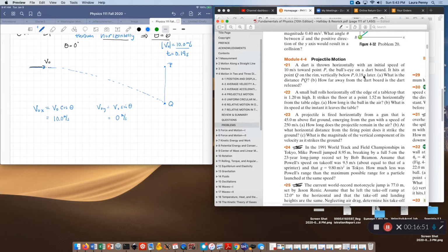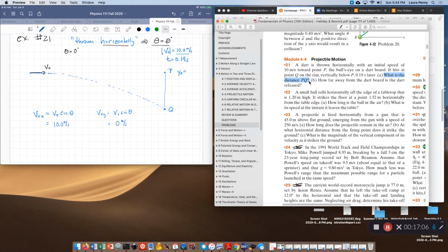So then it wants to know in part A, what is the distance from P to Q? Now P is my initial height, and Q is the final height, right there. And so y minus y naught is here, up down to there. This is my y minus y naught. The magnitude of it is the distance from P to Q. So this is what I want to know for part A.